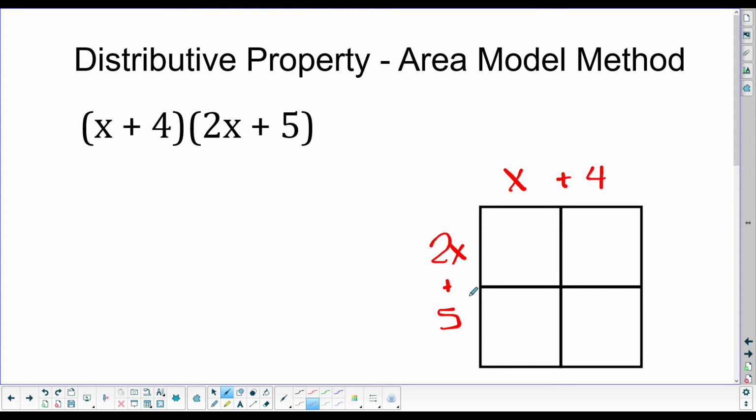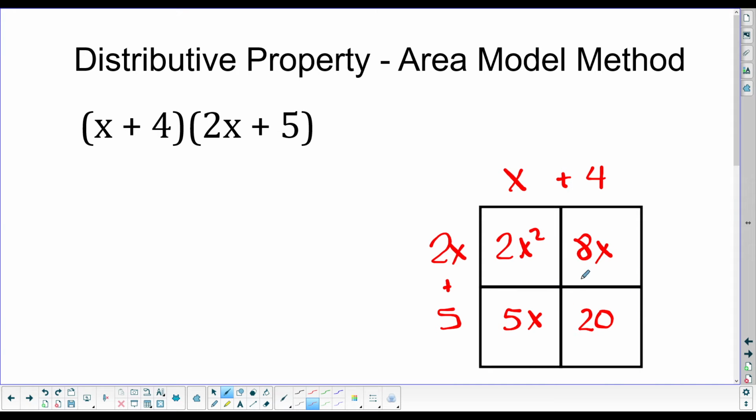And then I can just do the same thing. I can just fill out this table of values here. I can just do this multiplication table. So I get 2x times x gives me 2x squared. 2x times 4 gives me 8x. 5 times x gives me 5x. And 5 times 4 gives me 20. And then I'll do the same thing. I'll just add these together.